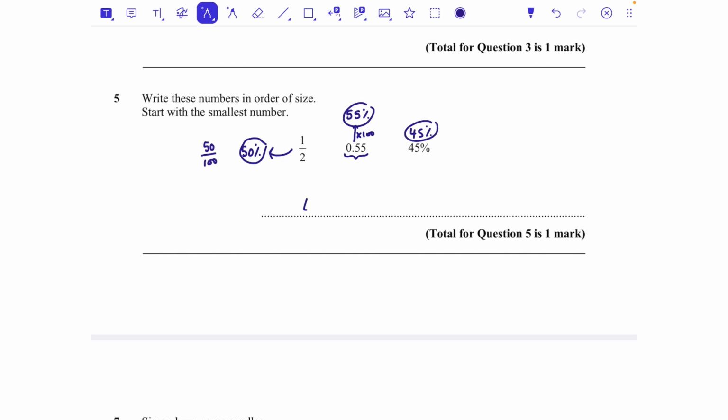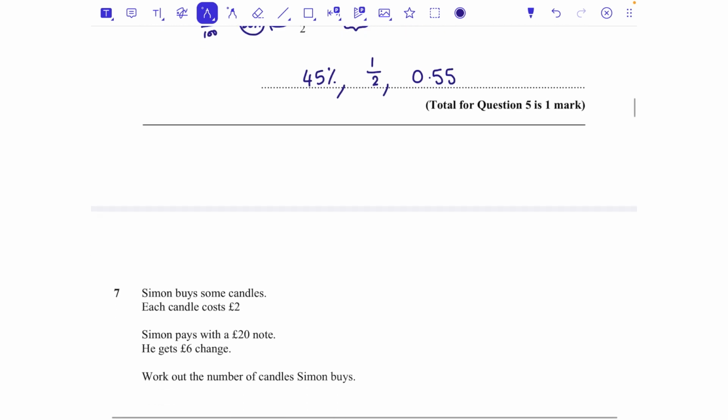Starting with the smallest is going to be 45%. The next smallest is going to be 50%, and I'm going to write that in the original format. You don't have to, but the mark scheme is going to have these original numbers, so I'm just making the examiner's life a little bit easier if I can. And then 0.55 is my biggest, 55%. So that goes there. But if you use the percentages, the examiner would know what you mean. I've just chosen to write it in the original format.